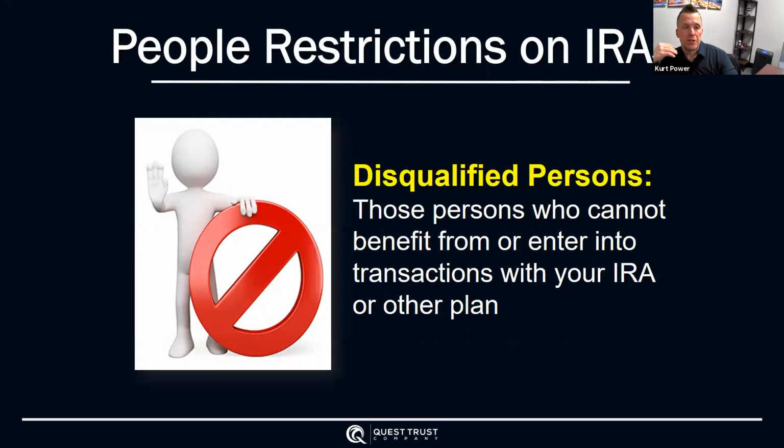So the people restrictions, what we're talking about here is what are called disqualified persons. These are people that cannot benefit from or enter into transactions, not only with my IRA, but any other qualified retirement plan.